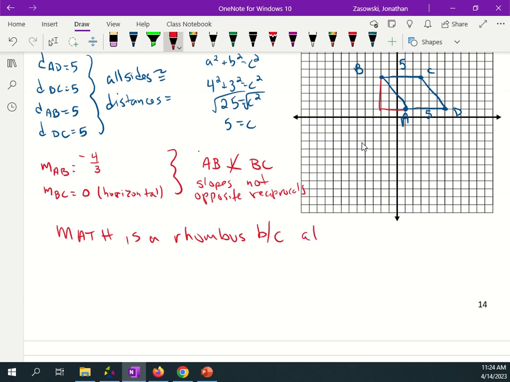Appreciate it. All sides congruent. Okay? And not a square. Now, two things. You can say because these two lines are not perpendicular, or feel free to say that angle B is not 90 degrees. Okay? Your choice. Got it? Or just say the consecutive sides not perpendicular.